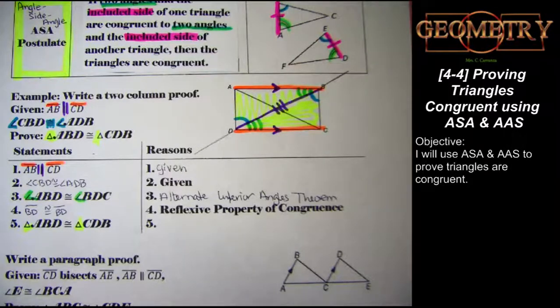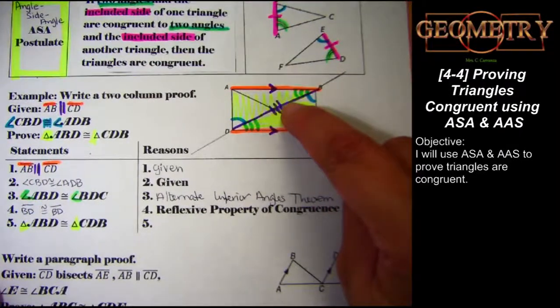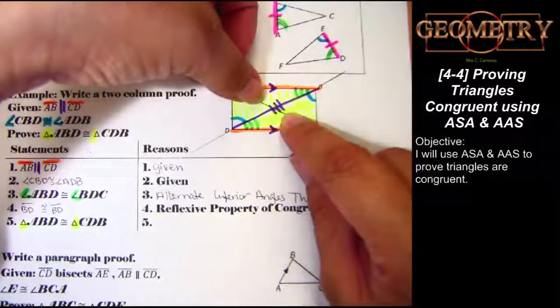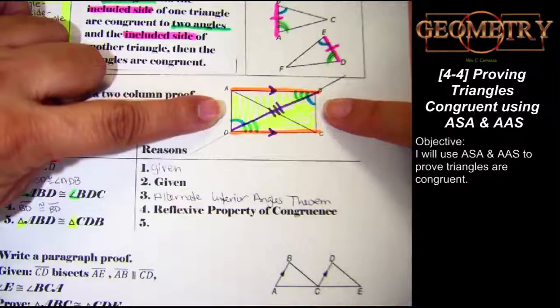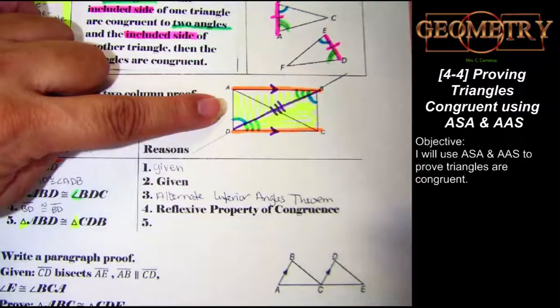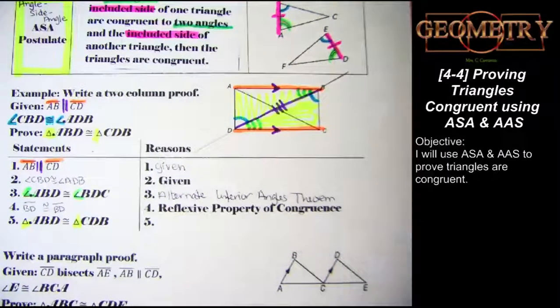The next one that we have is side, side, side, which requires all 3 pairs of sides congruent. Do we have all 3 pairs of sides congruent? No, we only have this one pair of sides congruent. This side, which is part of this triangle, congruent to this side, which is part of this triangle. And I don't have any information on these two, so I don't know if they're congruent to each other or not. Yes, they will end up being congruent, but I don't have anything that says they are now. So I can't use side, side, side.